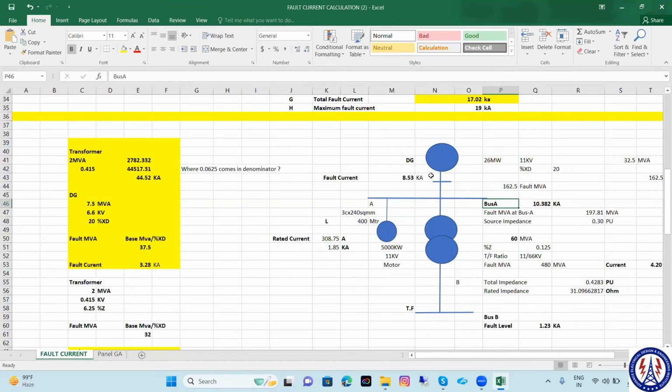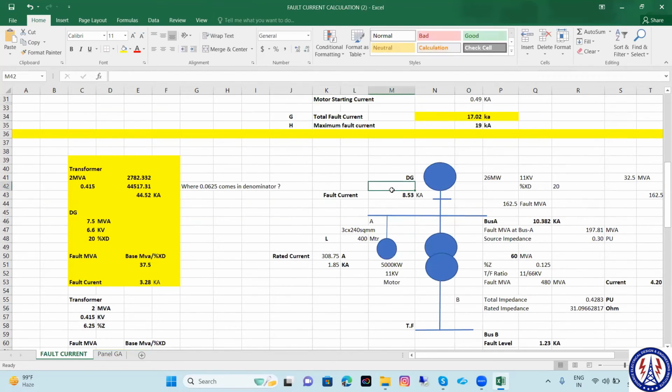Add both the starting current of the motor plus the DG fault current. Remember, the transformer does not contribute to the fault current. It is only stepping up or stepping down based on the fault current coming from the primary side. The fault current contribution is done by the DG, motor, or the source only. These are the fault current generators. The transformer is basically based on the impedance, creating some value.